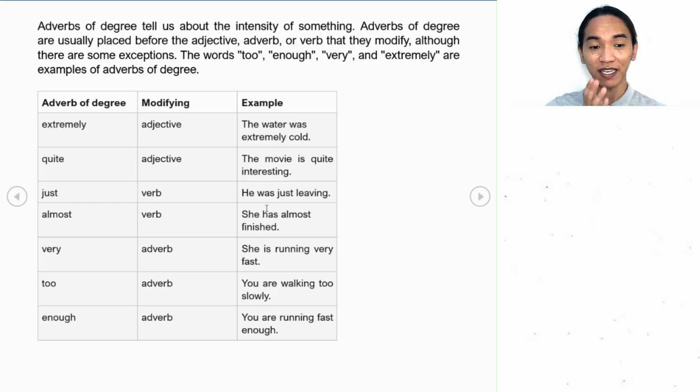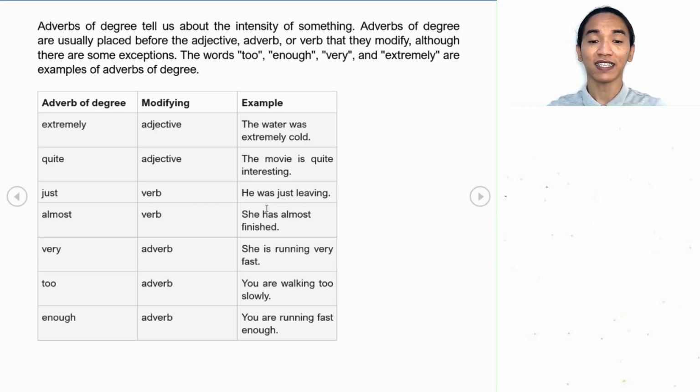So we have here some examples, as you can see. We have extremely, modifying an adjective. Okay, so please remember what they modify in these examples. The water was extremely cold, so there is an adjective. Quite, adjective. The movie is quite interesting. Just, okay, modifying a verb: he was just leaving. Almost also modifies a verb: she has almost finished.